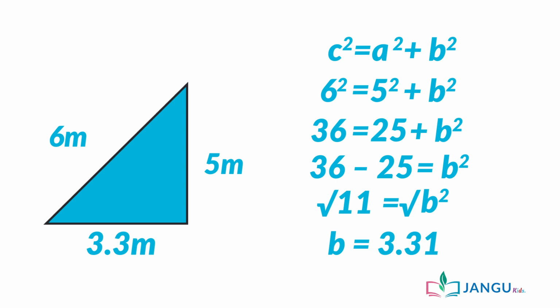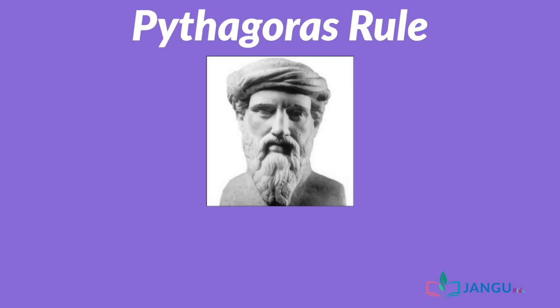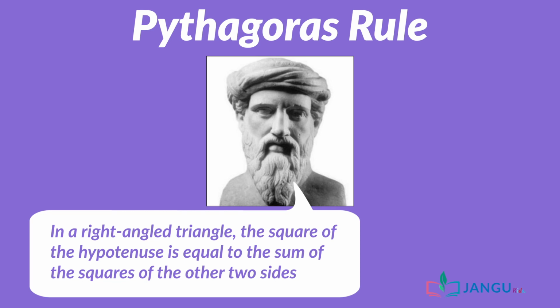We have now come to the end of the lesson. In this lesson, you learned about Pythagoras' rule. The rule states that in a right-angled triangle, the square of the hypotenuse is equal to the sum of the squares of the other two sides. Now, let's try these questions.